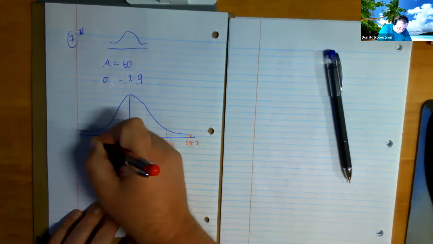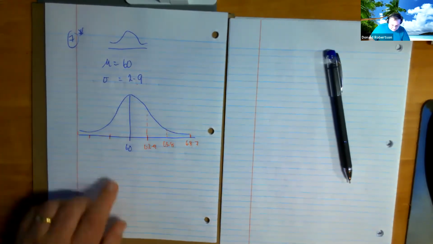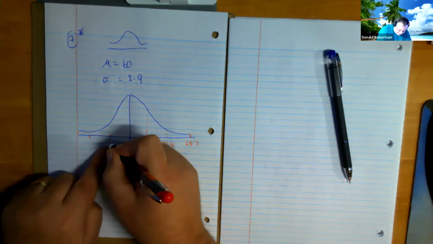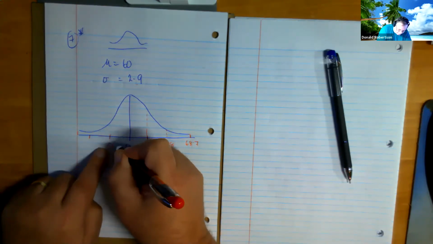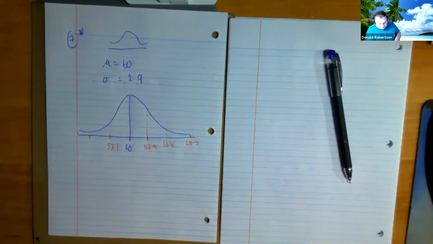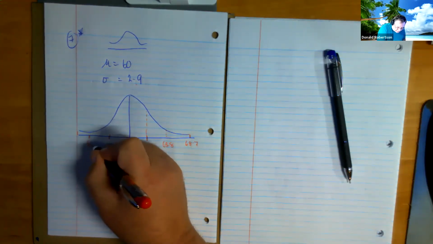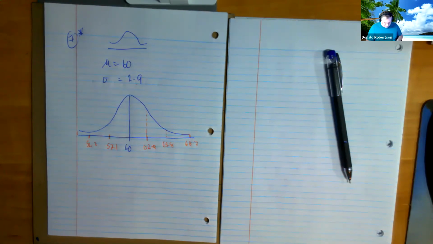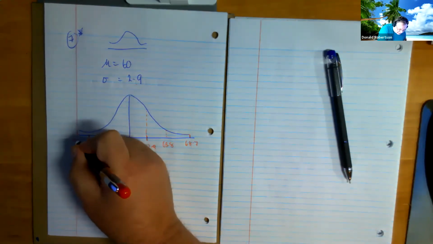And then going backwards, take away 2.9, and that's 57.1. That's what calculators are for, so I'll do the next one that way. If you take 57.1 and you remove another standard deviation, you get to 54.2. And if you remove another standard deviation, you now get 51.3.